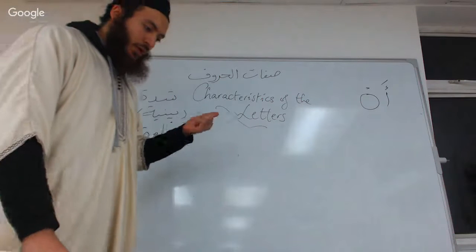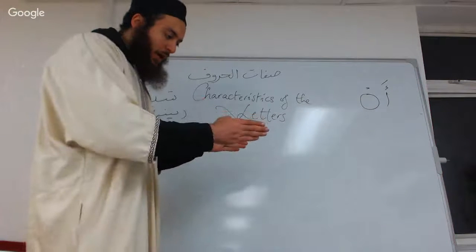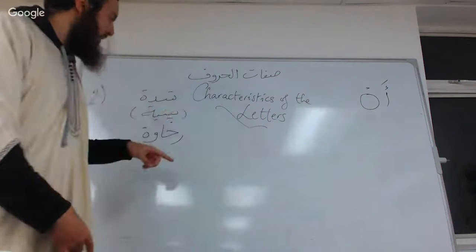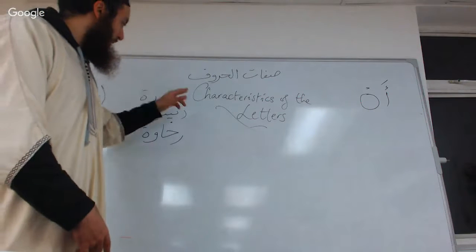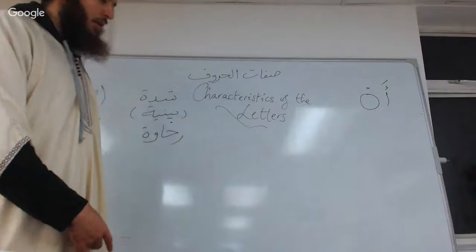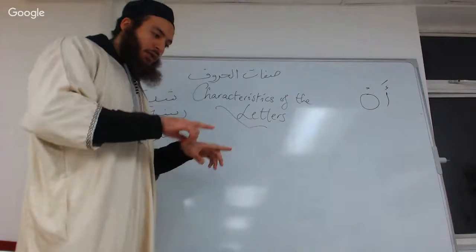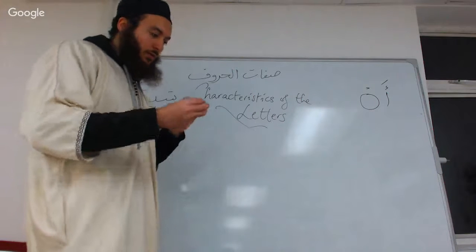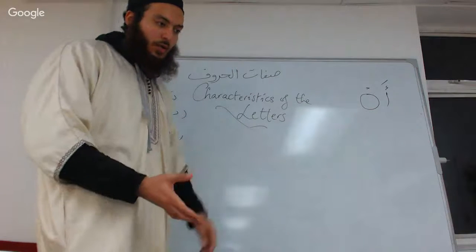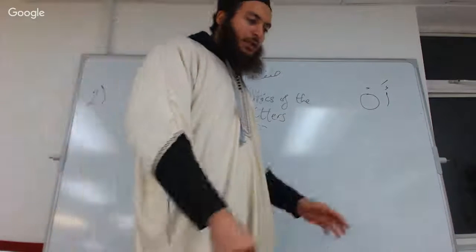So, for example, the Hams and Jahr, 10 are Hams, 18 are Jahr. For the Shidda and the Rakhawa, 8 Shidda, 5 Bainiyya, and the rest Rakhawa. So once again, they categorized all of them within each characteristic. So it's not that once you categorize them in one, you can't categorize them again. لا طبعا. So hopefully that's clear.